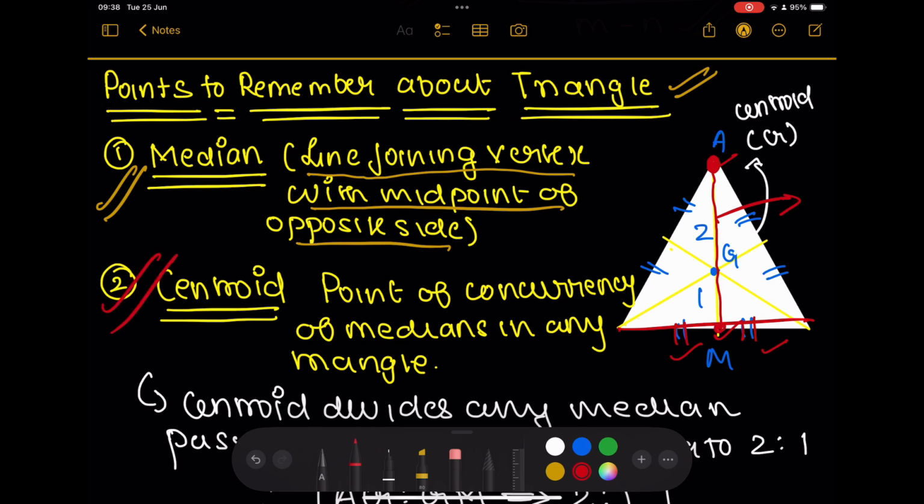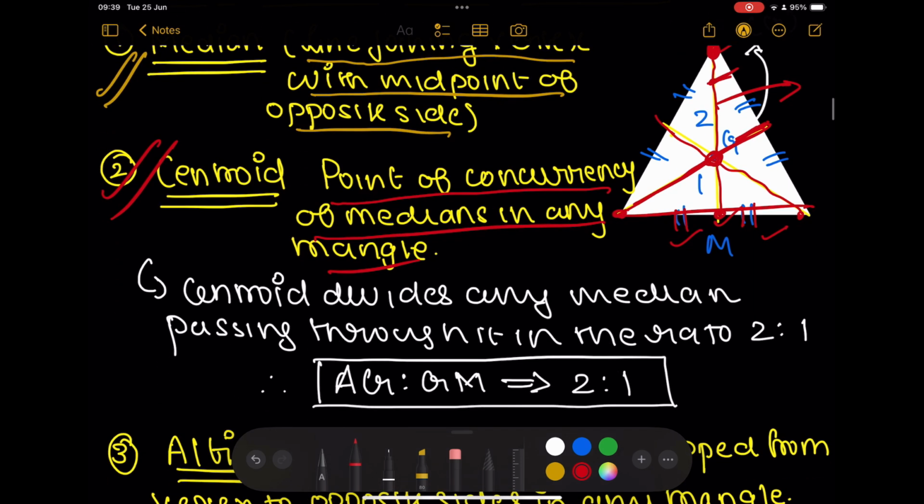Okay. Then what is the centroid of the triangle? Basically, centroid is a point of concurrency of medians in any triangle. Like a triangle may have three medians, because obviously there will be three vertices, and through each vertex one median will be passing. This is your first median, this is your second median, and this is your third median. And all these three medians will be passing through one point. They will be concurrent, and that point will be the centroid of the triangle, right?